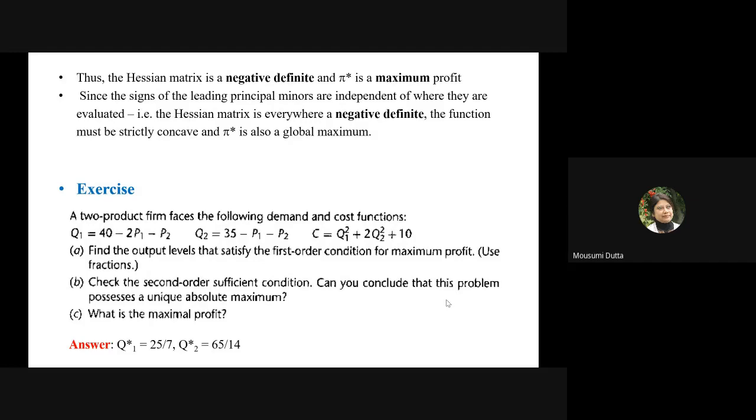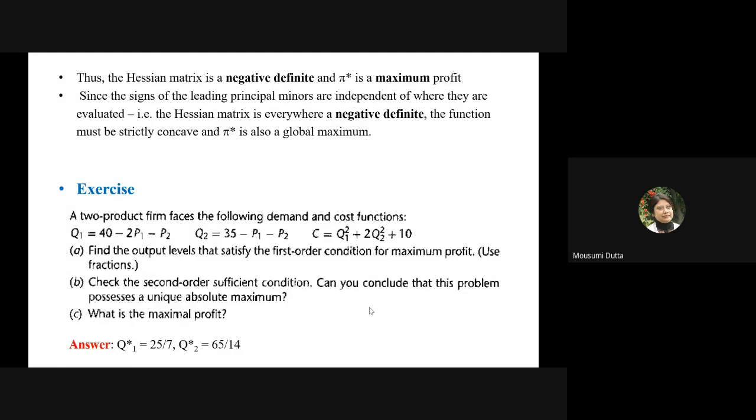And also you can add the sentence which will indicate it is a global maximum. Okay, and then homework is added. A two product firm faces the following demand function, find the output levels that satisfy the first order condition for profit maximization. Check the second order sufficient condition. Can you conclude that this possesses a unique absolute maximum, that is the global maximum? And what is the maximum profit? Okay, so this is one exercise that you need to solve in context of this one so that you will be able to practice.